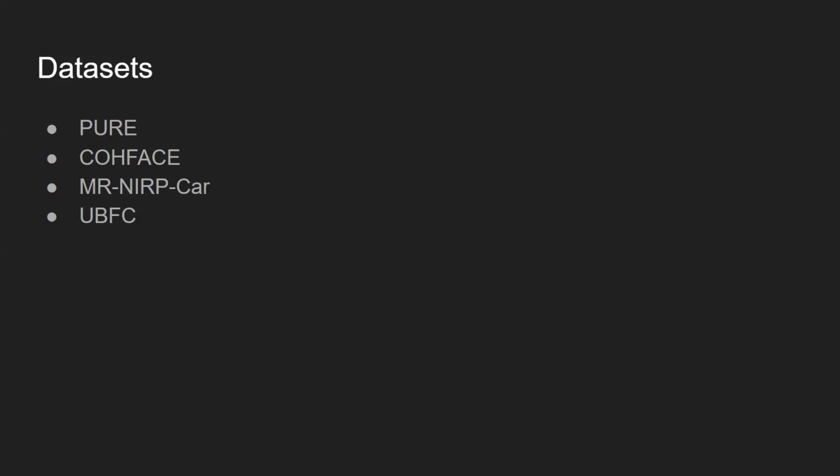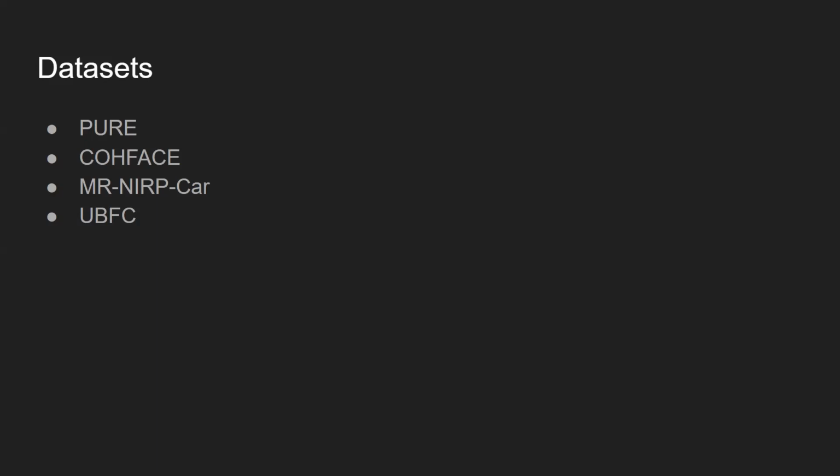The next dataset used was COHFACE, and this dataset has 161 one-minute videos from 40 different subjects, and it has a lower quality than PURE. The videos can potentially cause corruption of the rPPG signal because they are heavily compressed with MPEG-4 visual. So we'll see later in the results how the quality affected the results of the experiments as well.